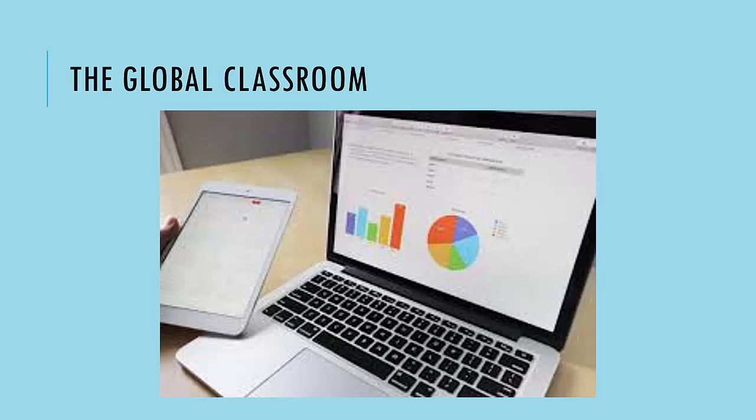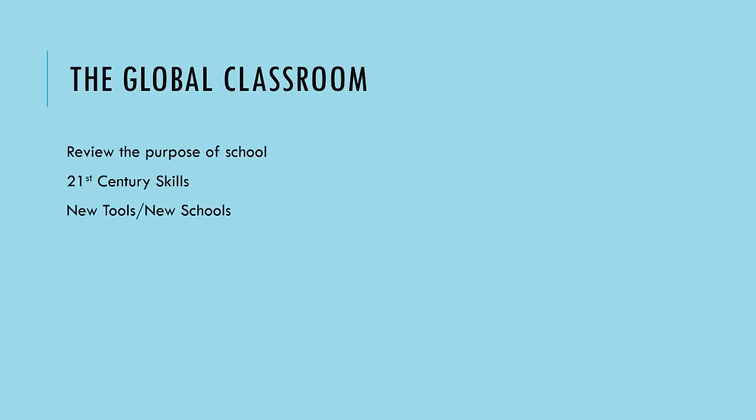This chapter in the textbook and module address the global classroom and really address how technology is changing the nature, mechanism, and outcomes of schooling across the world. In this reading recap, we'll review the purposes of school, look at something called 21st century skills, and look at how new tools are changing the mechanisms and creating new schools.